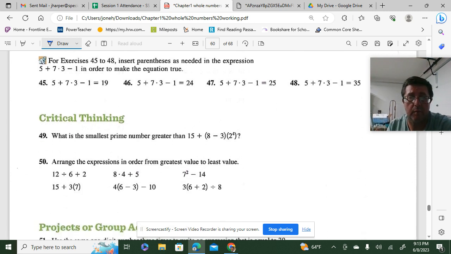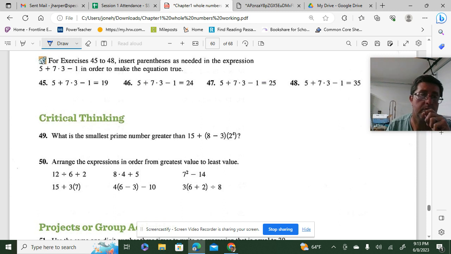So up here, it's 5 plus 7 times 3 minus 1. And first thing you would do, actually for this exercise, 45 to 18, insert parentheses as needed in the expression.